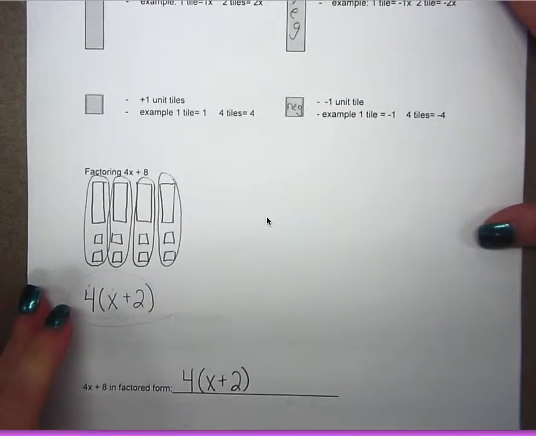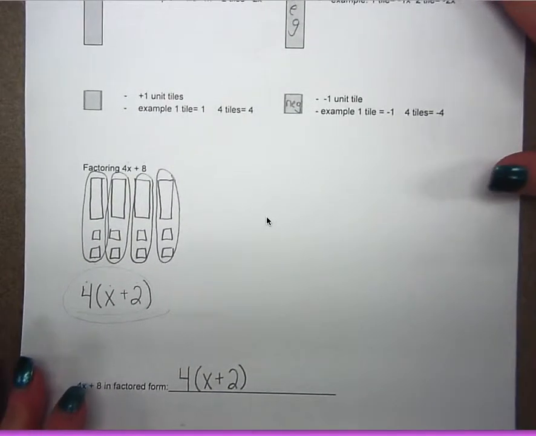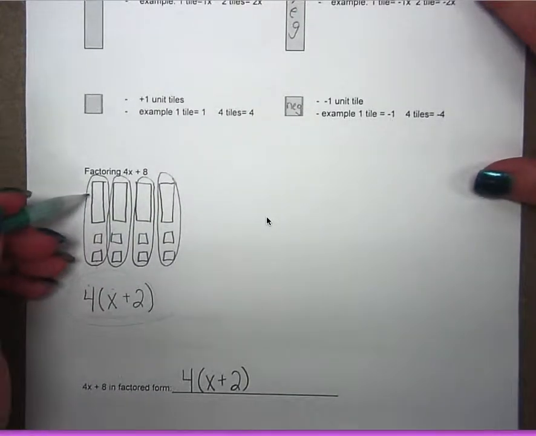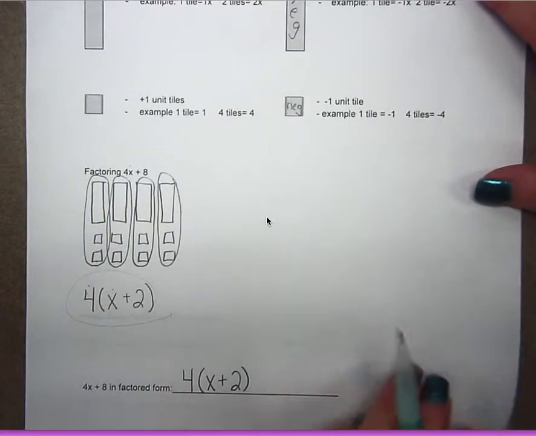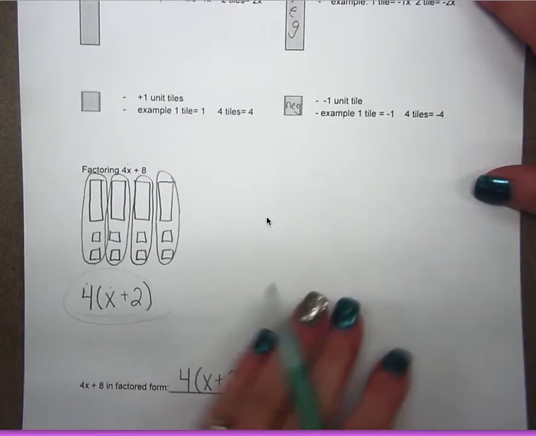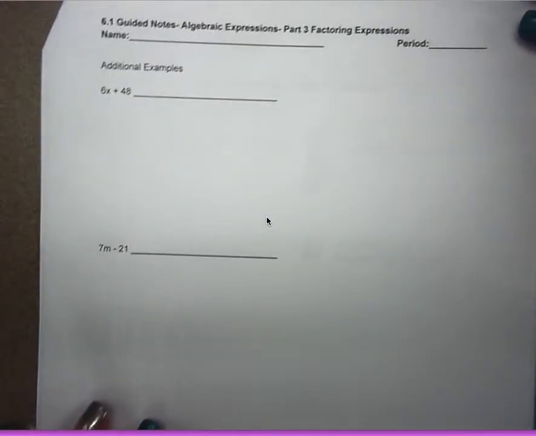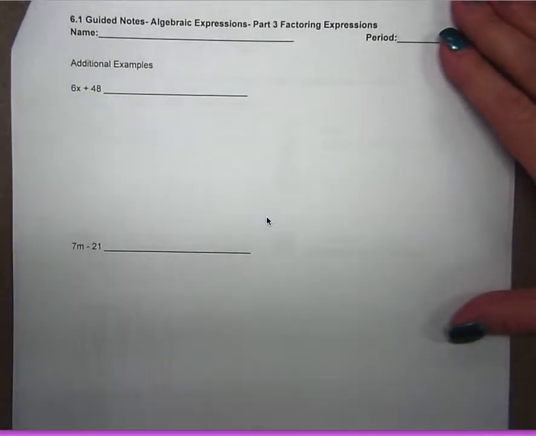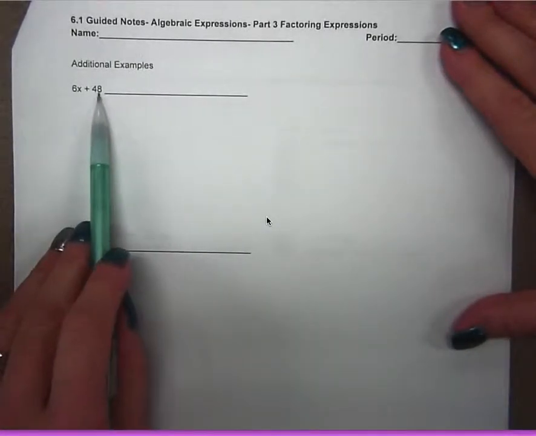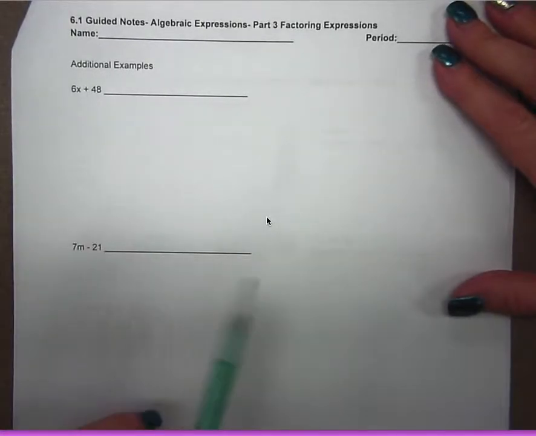All right, let's try another. Now keep in mind, in class, you will have the opportunity to choose whether you use these algebra tiles or not. That is simply your choice. Whatever makes this easier for you. So now we have 6x plus 48. Now I could draw this out, but I would have a whole bunch. I'd have 48 unit tiles. So for this one, I'm not going to draw it out.